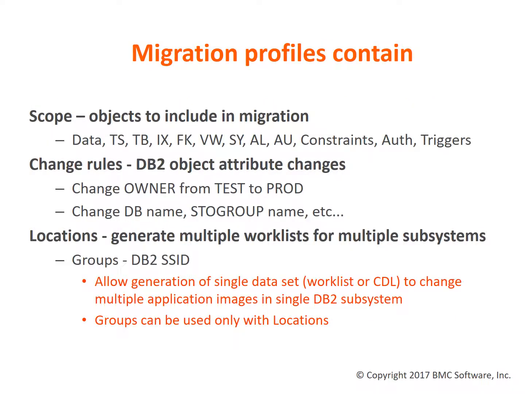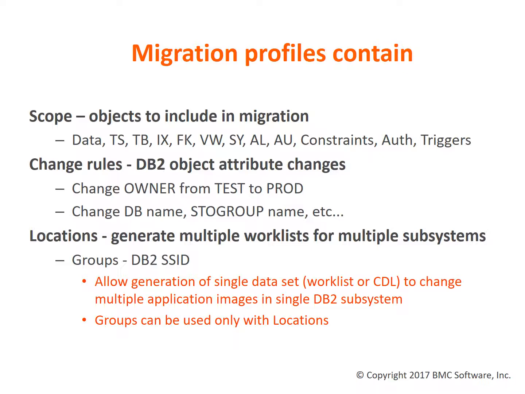Migration profiles contain scope rules, change rules, and locations. Scope rules indicate which object types to include in the migration. You can include data, table spaces, indexes, and the other objects shown here.